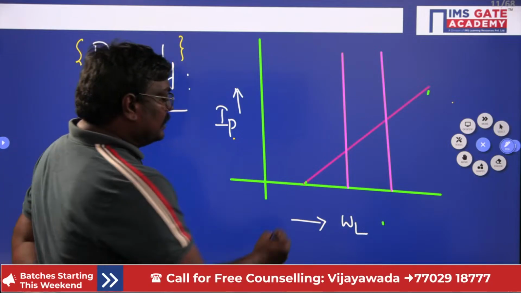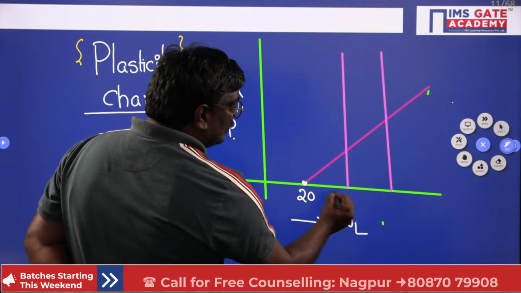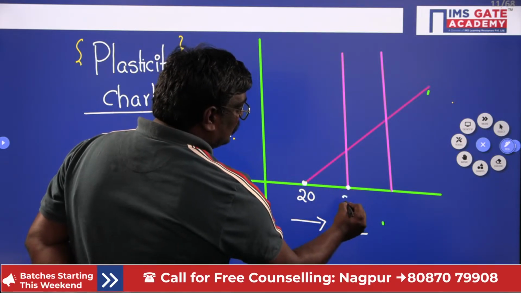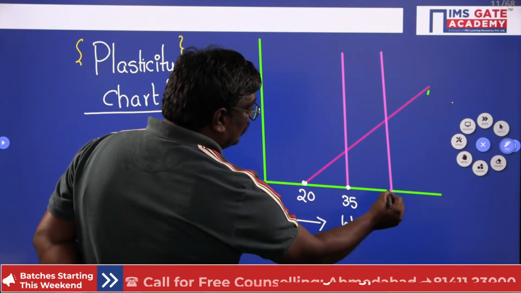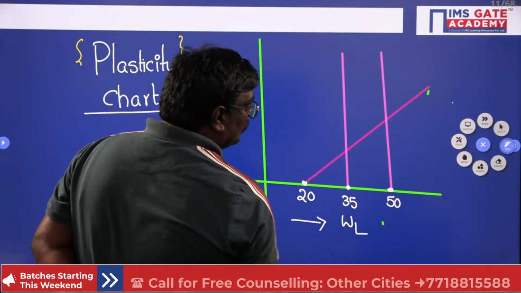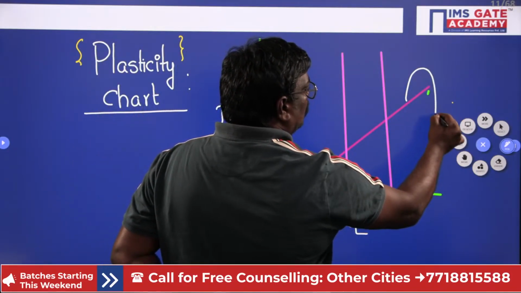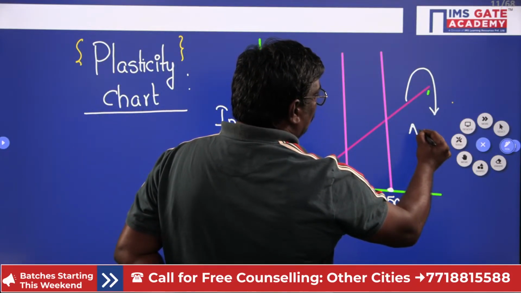Now see, students, here, what is this value? This value is 20. What is this value, sir? 35. What is this value? This value is 50. So here we call this the A line.